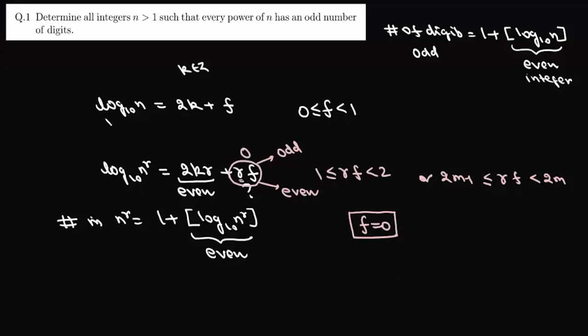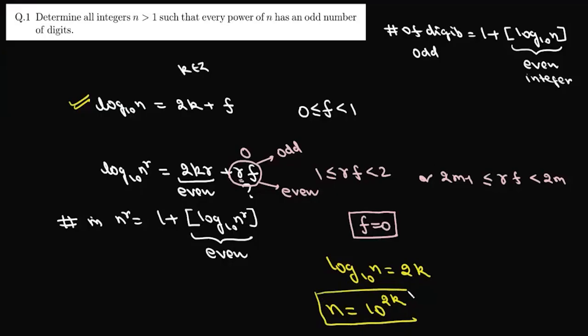And when f is 0, we can simply write log n base 10 as 2k, or n is simply 10 to the power 2k. So a number whose every power has an odd number of digits is of the form 10 to the power 2k. And that is the answer to this question.